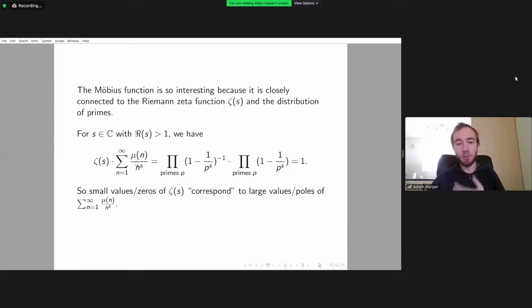Understanding when they occur is equivalent to understanding the partial sums of the Möbius function. So this is a reason that the Möbius function is really interesting. I'll say some more about it in a little while.